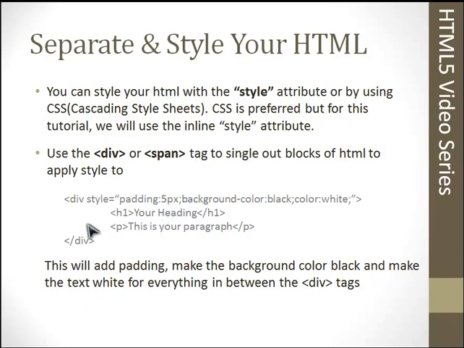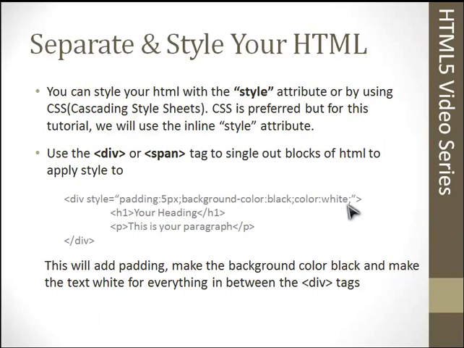And here we have an example. We're using the div tag and we're using the style attribute, and then we have the selectors and the values. So we have padding, which is 5 pixels. First of all, what we have here is an H1 heading and a paragraph. Very simple. And it's wrapped in the div tag with padding of 5 pixels, a background color of black, and color of white.